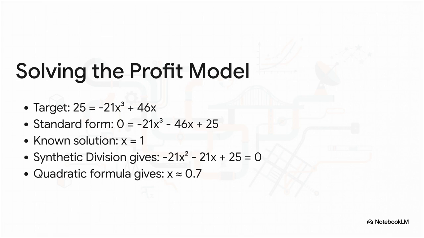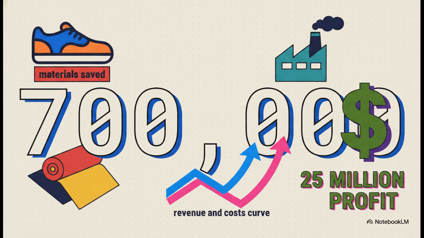Now we already know that 1 million shoes works, meaning x equals 1 is a known solution. Thanks to the factor theorem, we know for a fact that x minus 1 is a perfect factor. So we run our synthetic division shortcut using the number 1, and boom, it seamlessly reduces our massive cubic model down to a much simpler quadratic equation. From there, we just plug it into the good old quadratic formula, which reveals that our second positive solution is approximately 0.7. And there is our answer.